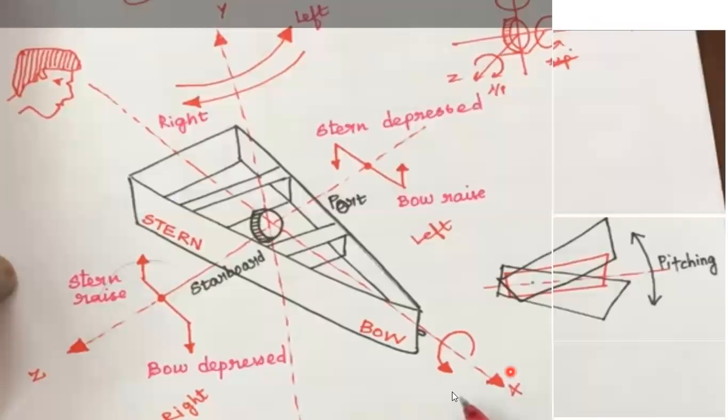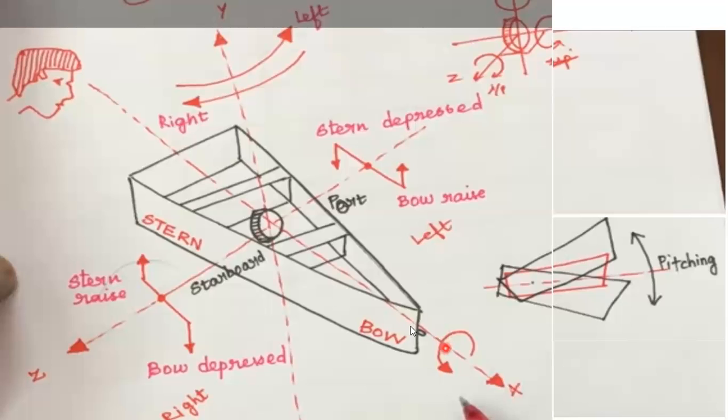Now take an example of a ship. This is the diagram of a ship. Just imagine you are looking from the back side of the ship. The back side is called the stern, and the front side is called the bow. In this condition, a viewer is viewing from the back side of the ship, and the rotor, that is the engine, will be rotating in a clockwise direction. Just imagine the rotor is rotating in a clockwise direction.